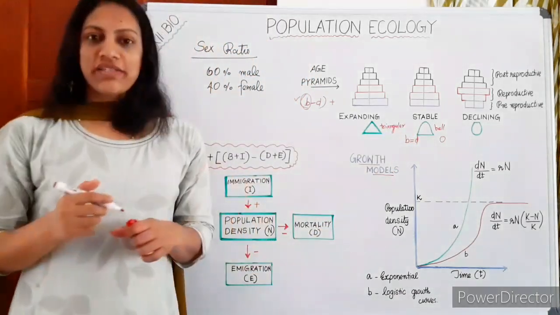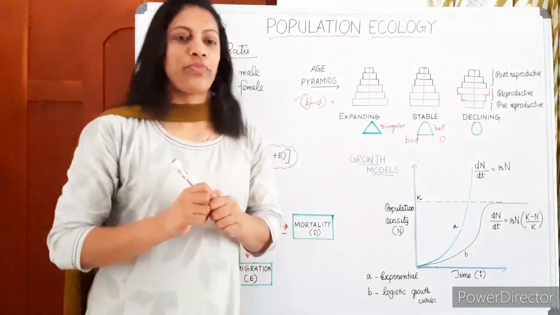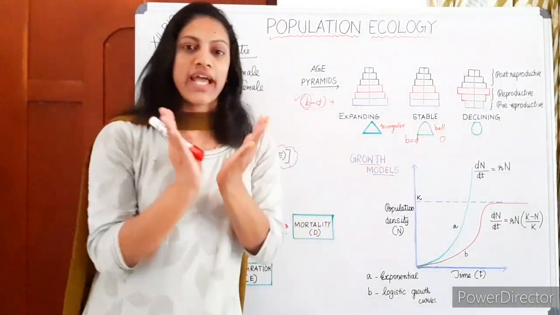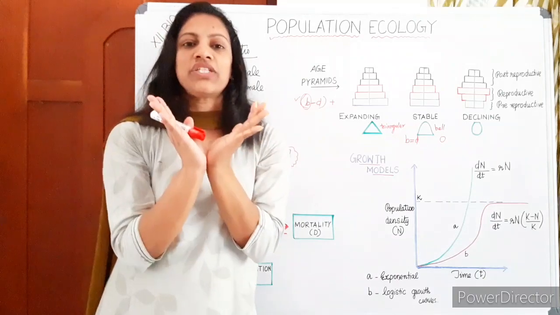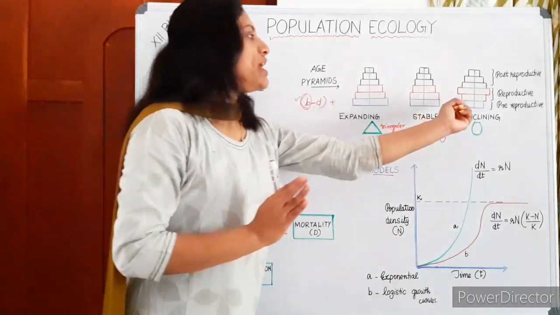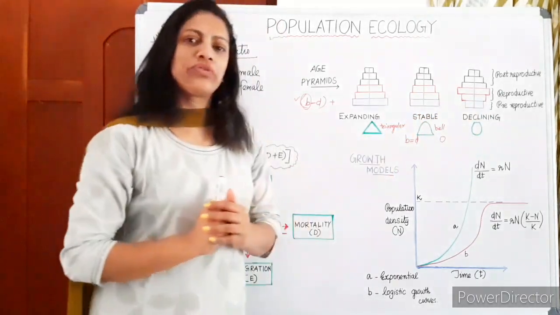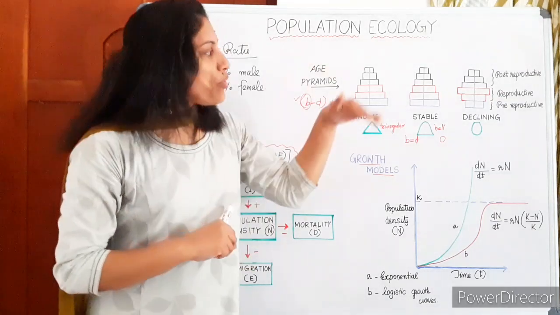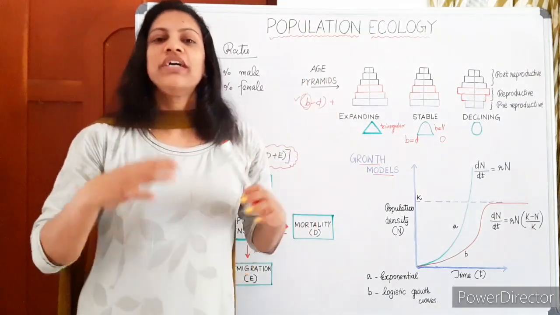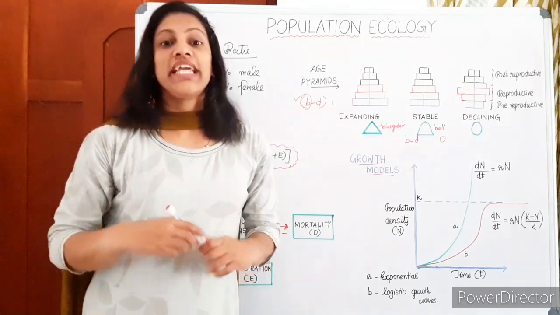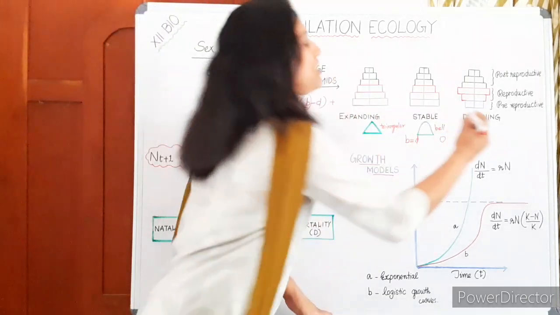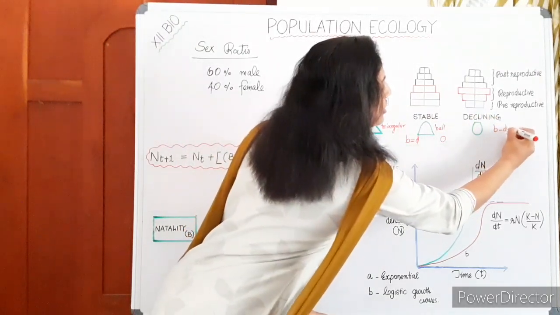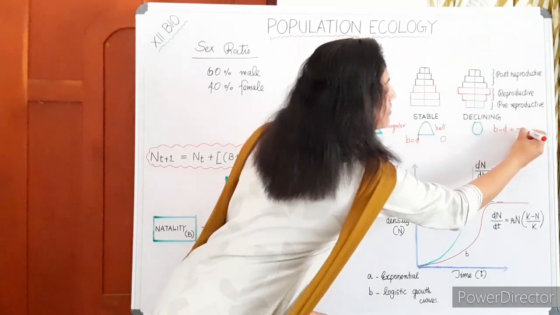The last type is a declining population. Its shape is called an urn shape. Urn shape means the base is narrow. That means the pre-reproductive and reproductive groups are comparatively less and there will be more post-reproductive group. So there will be an increase in death. It shows the B minus D value is negative here.